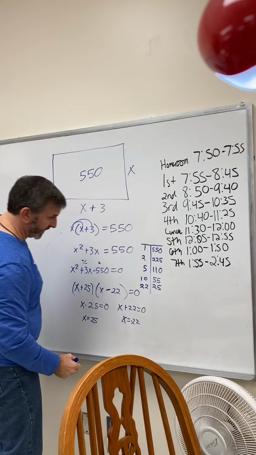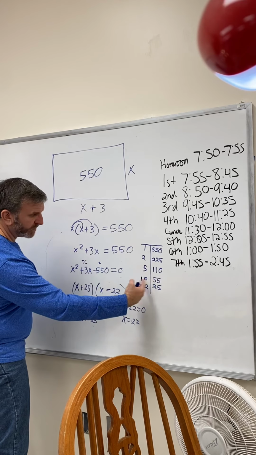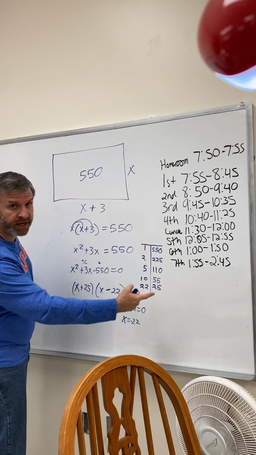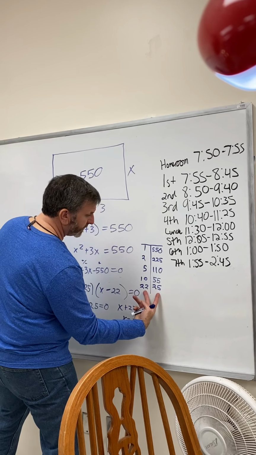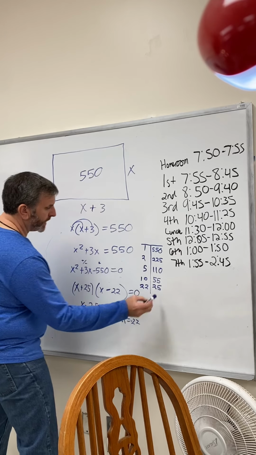10 and 55, again, add everything up. 55 minus 10, 55 plus 10, 10 minus 55. None of that is going to work out. But I do get it with 22 and 25. All right? So now I can solve it.